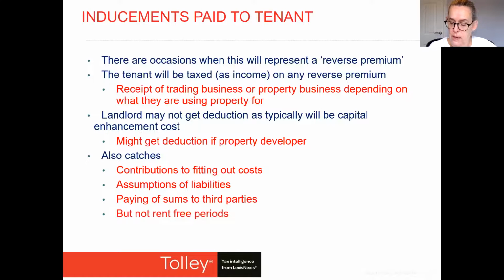So again, you have to be a little bit careful in those kinds of situations. What is not caught as a reverse premium is a rent-free period. Though, of course, having a rent-free period is not necessarily efficient, because the tenant doesn't have to pay the rent, but they also don't get a deduction for it. Though, if there's a rent-free period, I think under accounting principles you actually have to spread the rent over the whole of the lease, so you would get a deduction even where there's a rent-free period. So often you will see that the most attractive proposition is that you offer a rent-free period. We do see that quite often in situations where people are wanting to pay incentives.